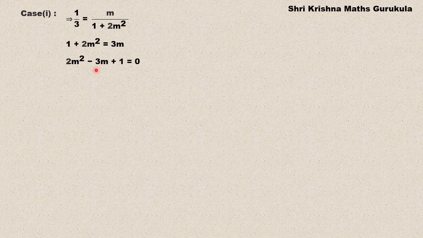That is, we get the slope of the line, or we get the slope m1. So we will be writing this as 2m square minus 2m minus m plus 1 is equal to 0. Students, I am assuming that you already know how to solve a quadratic equation, so I am not explaining how I am writing all this.